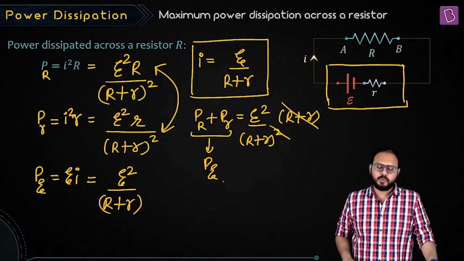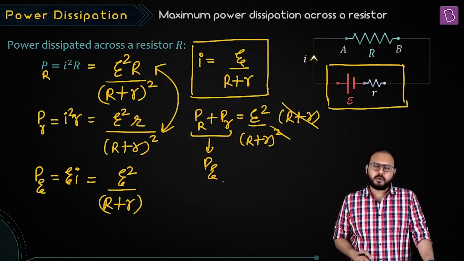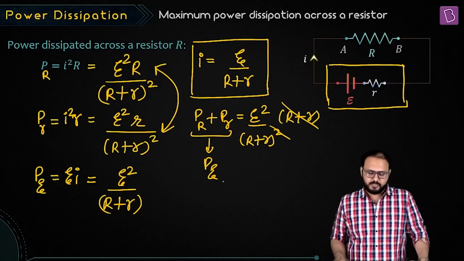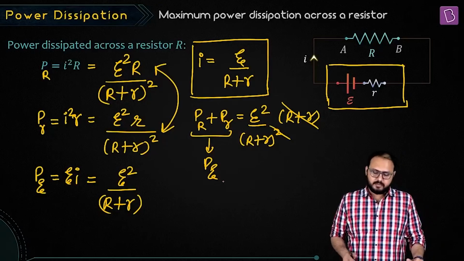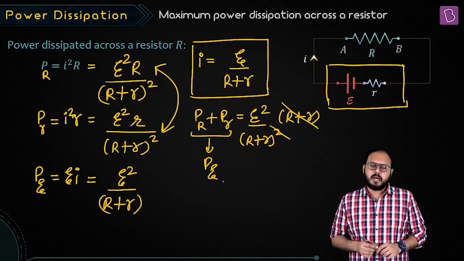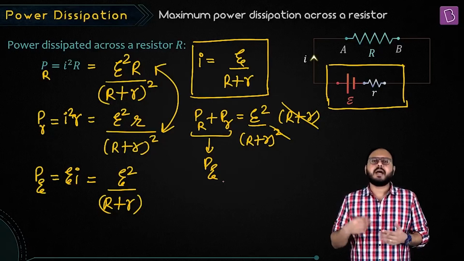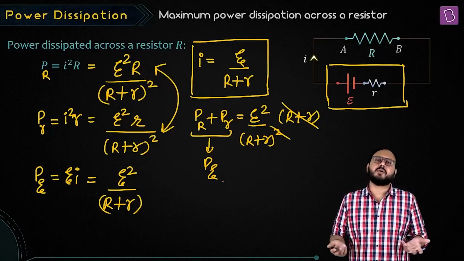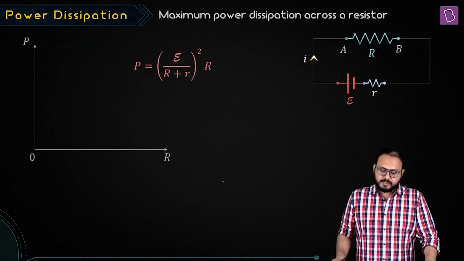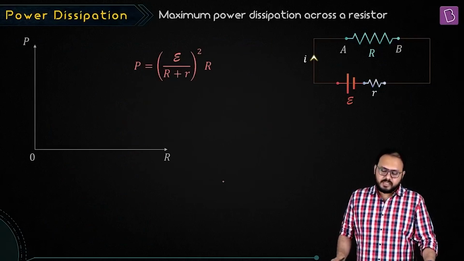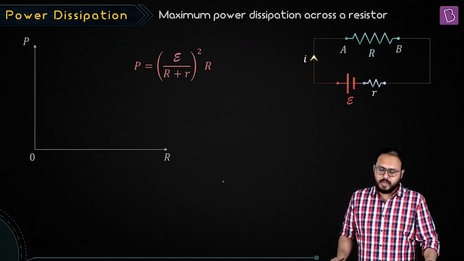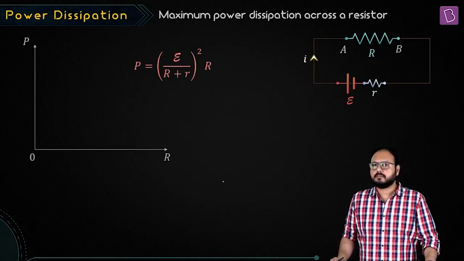But right now the question was, what is the power dissipated across the external resistance? Let's talk only about the external one. This is an afterthought. I square capital R, correct? That is E square capital R upon R plus r whole square, or E by R plus r whole square times capital R, because it's I square R. Now, how does this power vary with R?